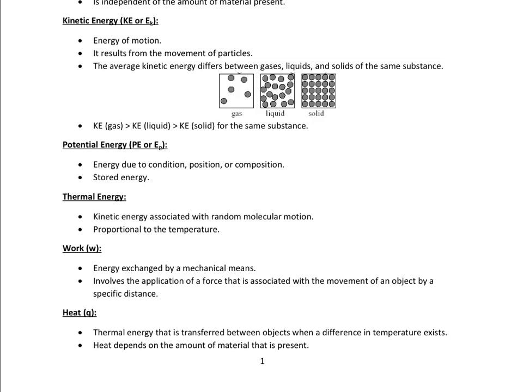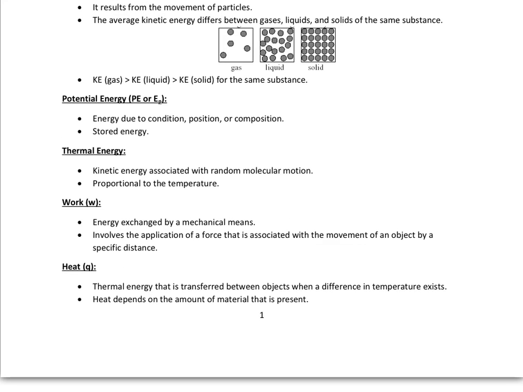Work, which is denoted by a lowercase w, is the energy exchanged by mechanical means. It involves the application of a force that is associated with the movement of an object by a specific distance. For example, if I decided to move my desk across the classroom, work will be done. Heat, which is denoted by a lowercase q, is thermal energy that is transferred between objects when a difference in temperature exists. Heat does depend on the amount of material that is present.